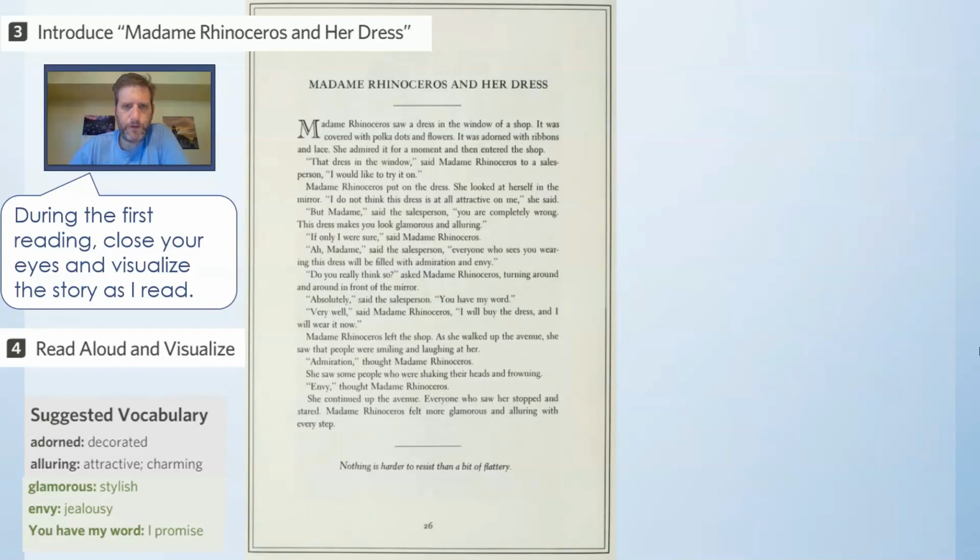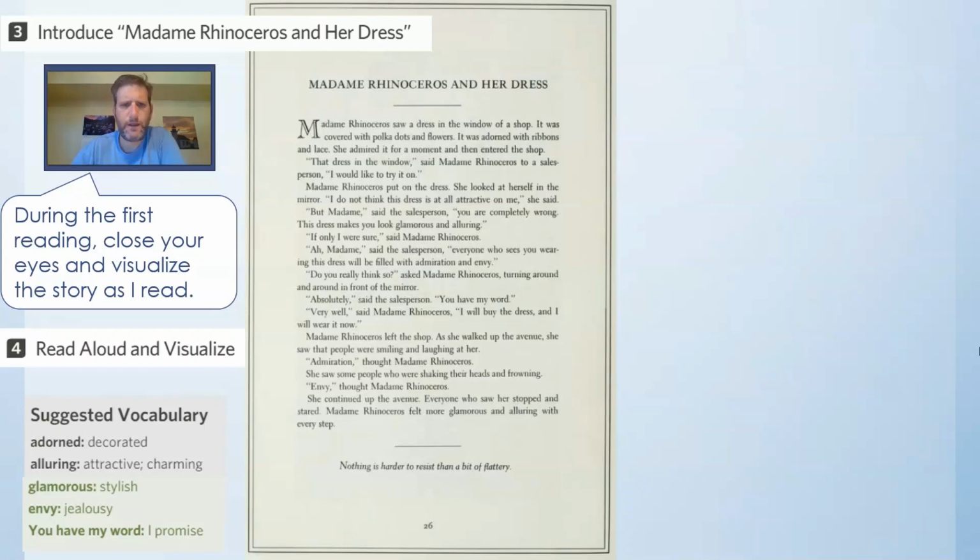Madame Rhinoceros saw a dress in the window of a shop. It was covered with polka dots and flowers. It was adorned with ribbons and lace. She admired it for a moment and then entered the shop. "That dress in the window," said Madame Rhinoceros to a salesperson. "I would like to try it on." Madame Rhinoceros put on the dress. She looked at herself in the mirror. "I do not think this dress is at all attractive on me," she said.